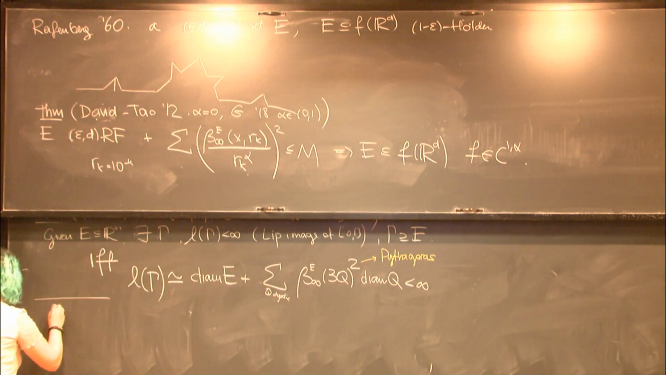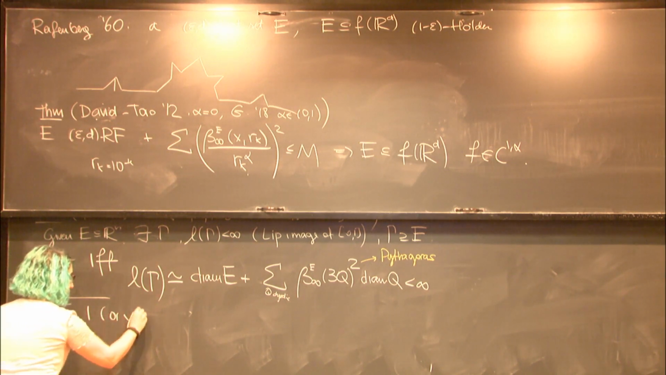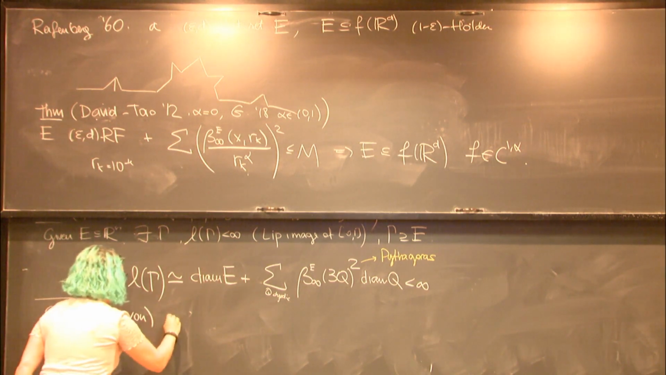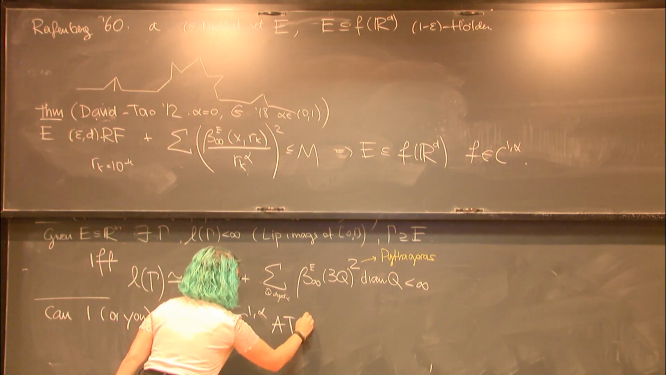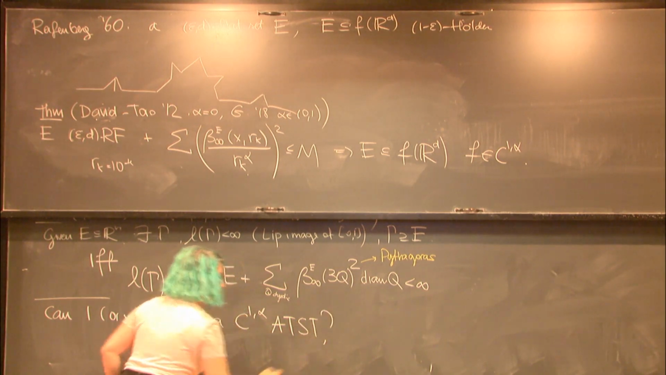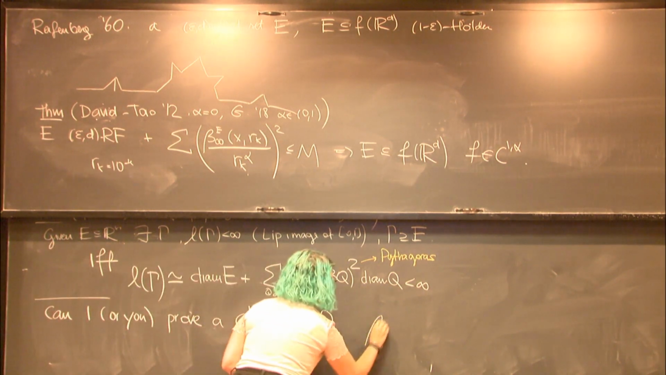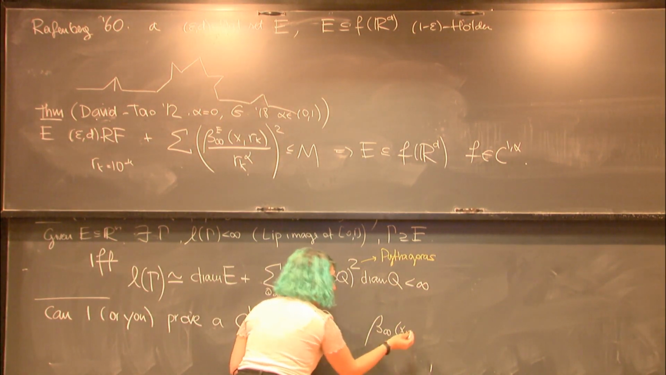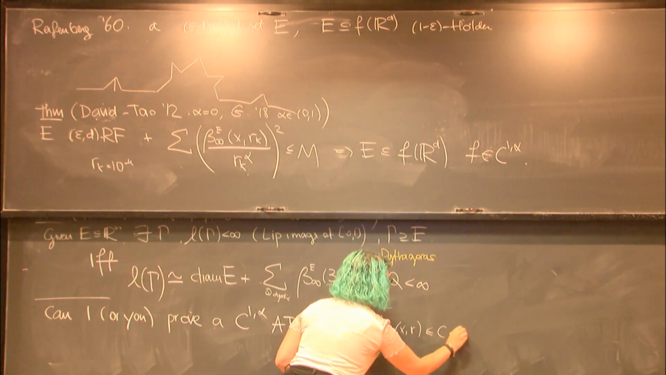So the question is, can I, or maybe you, but I hope it's me, prove a C1 alpha version of the Analyst's Traveling Salesman theorem? Can I find a characterization of subsets of C1 alpha curves? There is some old work from Campanato in the 60s, in fact, and for some other reason I believe the condition, and I like beta numbers, should still look like something of this type.